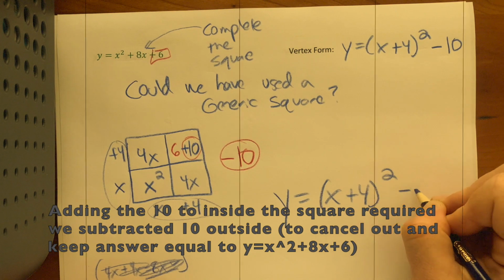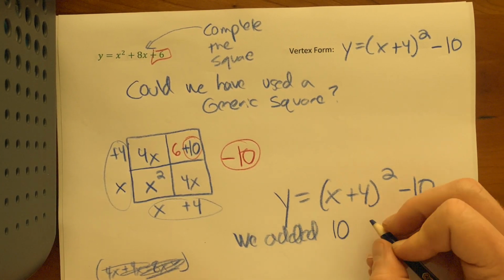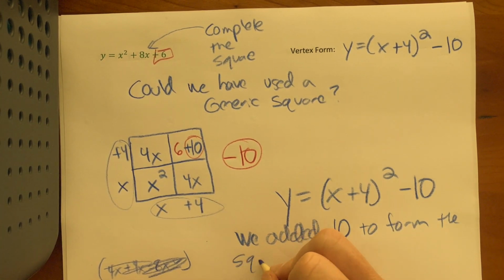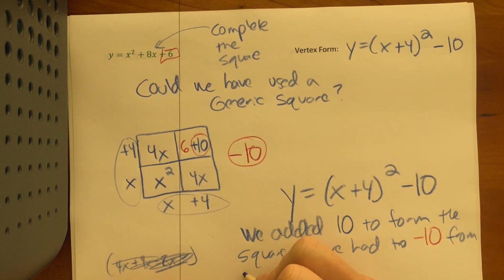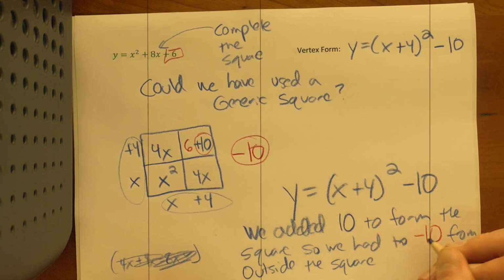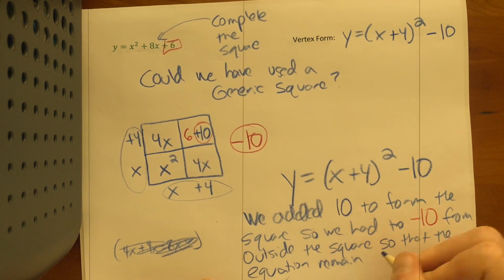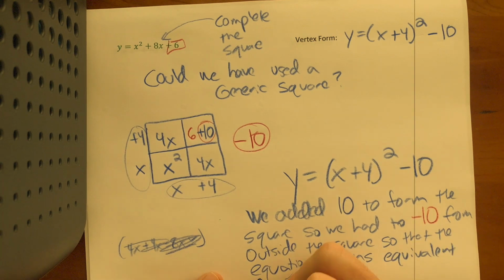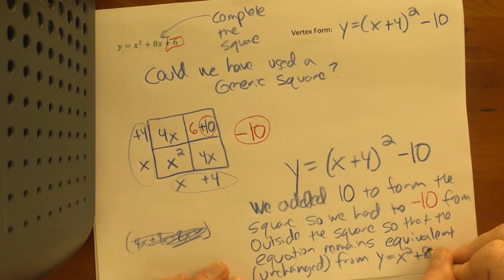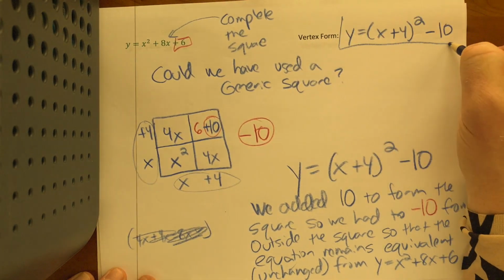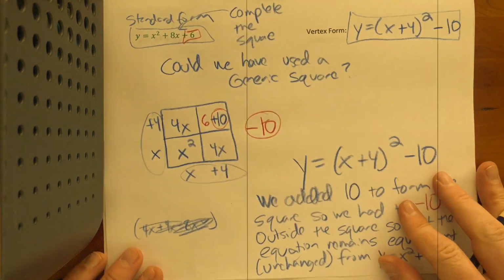Write out our complete square, and remember our k value we had to take away because we added to complete that square. Reading this, we added 10 to form the square, so we had to minus 10 from outside the square so that the equation remains equivalent, unchanged, from y equals x squared plus 8x plus 6.